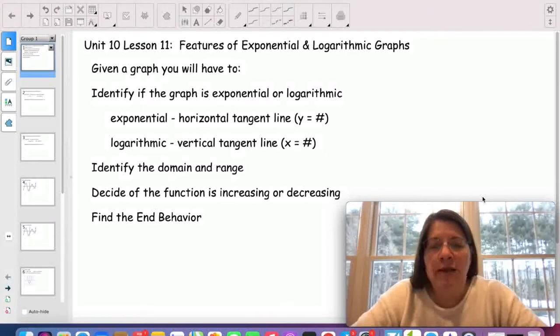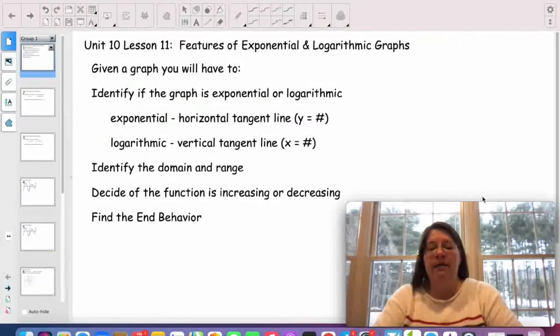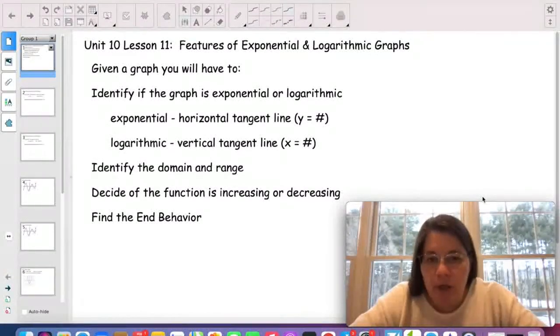Logarithmic equations will have a log in the equation, and then they will have vertical tangent lines. And a vertical tangent line is of the form x equals a number. And when you identify a vertical tangent line, you do have to have the x equals to be correct. Just writing down a number would not be right.